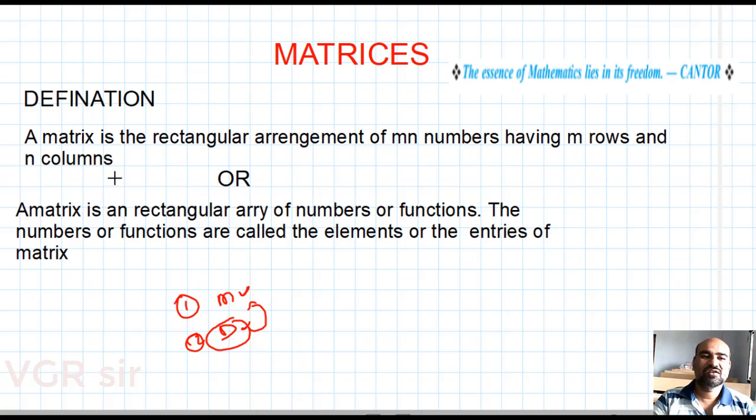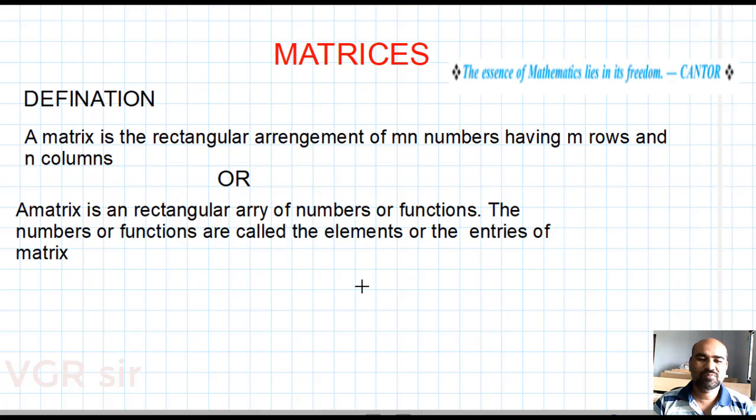First of all, I want to define what is the definition of a matrix. Here the definition is given. A matrix is the rectangular arrangement of mn numbers having m rows and n columns, or a matrix is a rectangular array of numbers or functions. The numbers or functions are called elements or the entries of the matrix.